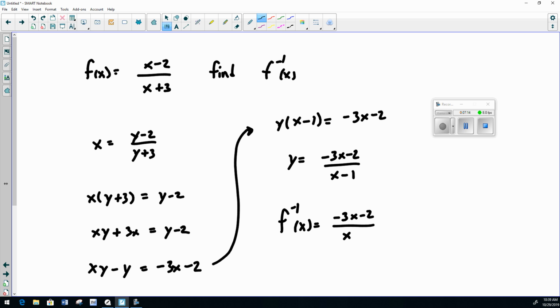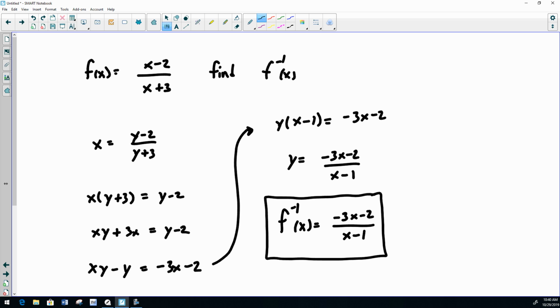So I switched x and y, that was this step. I went through the long process of solving for the new y, and I replaced the y with the inverse notation. Hey, how you doing? Alana, do you have a question? No. Yes.